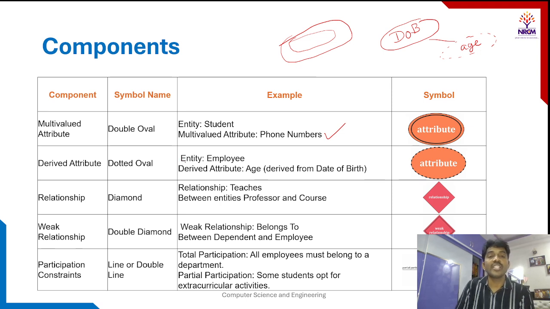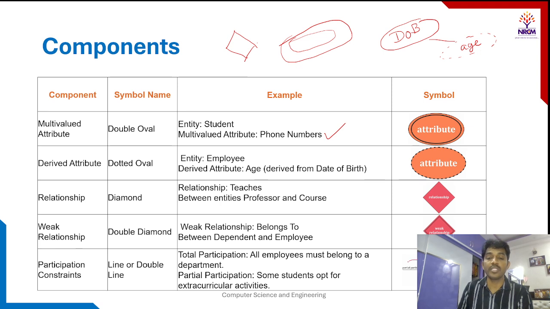And the relationships. The relationships are represented with the diamond symbol. This gives the relation between more than two entities, like the student and the college, student and the teacher, student and the library. A weak relationship belongs to the dependent and the employee. The dependents who depend on the employee use the weak relationship model. And the participation constraints: line and double line.